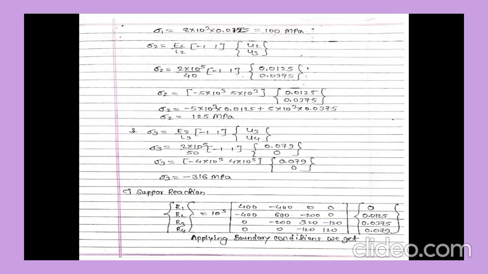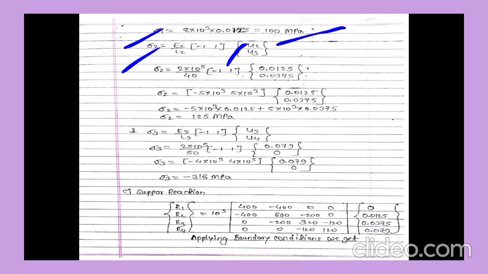Then in the next step, we will multiply this 8 into 10 to the power 3 inside the matrix, and after that, you will get minus 8 into 10 to the power 3 as the first row, first column element. Okay, and the first row, second column element will be 8 into 10 to the power 3. And in the next step, we just need to multiply this matrix with this vertical matrix, that is the column matrix, and after simplifying, you will get sigma 1, that is stress 1, equal to 100 megapascal. Similarly, you can find sigma 2 and sigma 3.